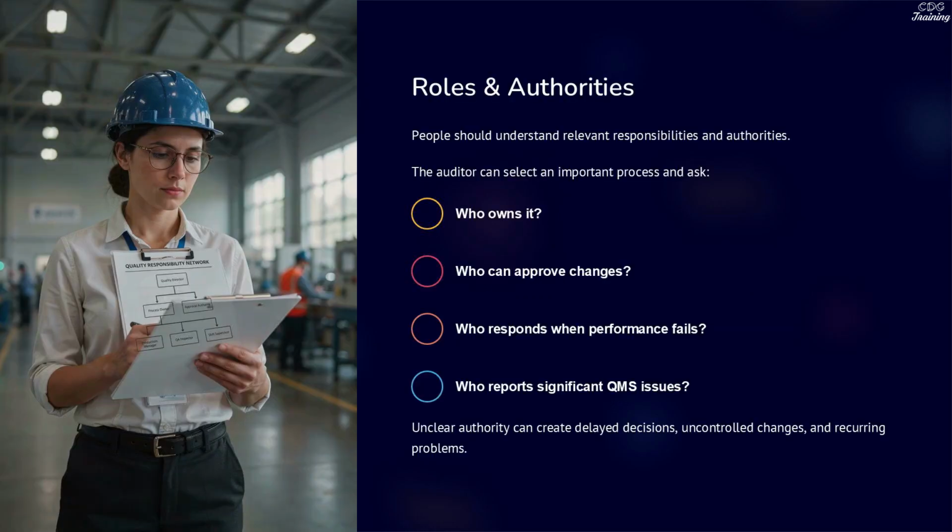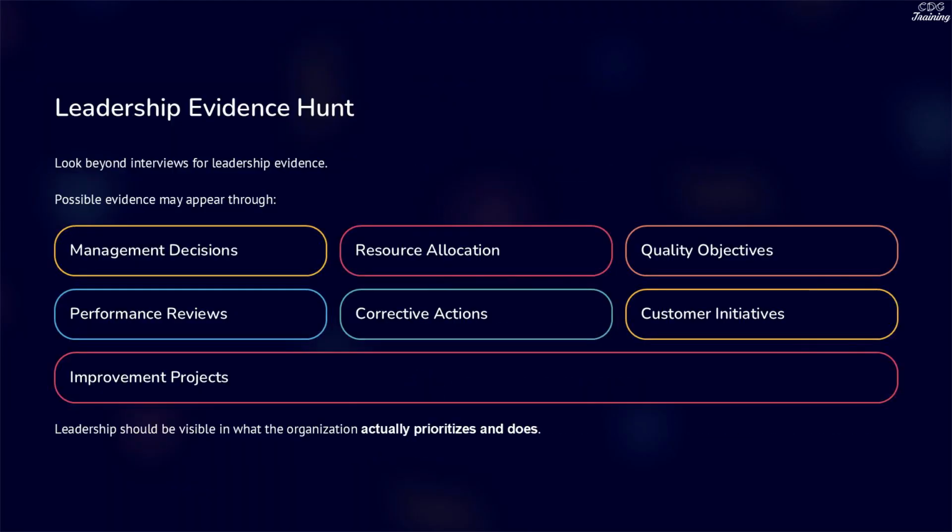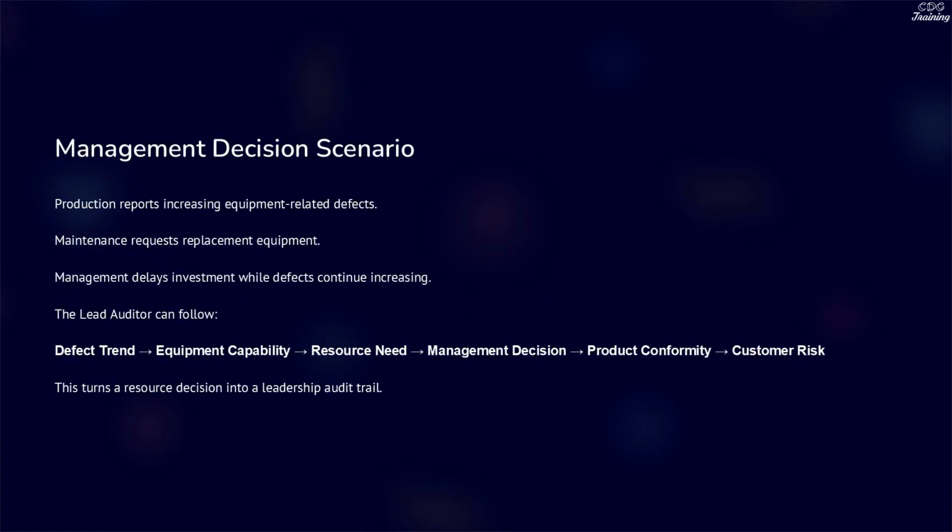Understanding roles and authorities is crucial. Ask who owns processes, approves changes, responds to failures, and reports issues to ensure clarity and prevent delays. Leadership evidence can be found in management decisions, resource allocation, quality objectives, performance reviews, corrective actions, and customer initiatives. Look beyond interviews. Follow a management decision scenario from defect trend to customer risk. This turns a resource decision into a leadership audit trail, revealing the impact of decisions.